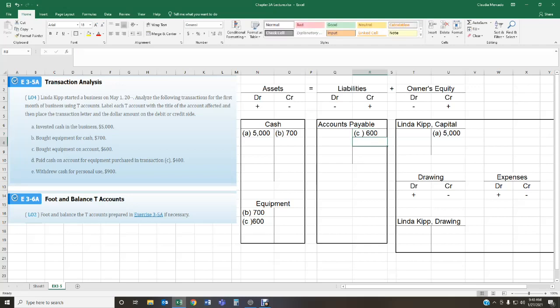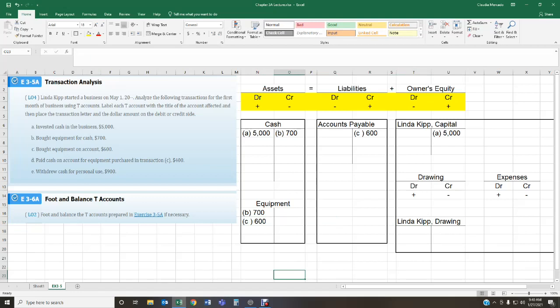So I've got a debit to my equipment, increasing my equipment balance. I've got a credit to my accounts payable, increasing my liability account. Okay, and these are the normal balances of your account. Okay, those are very important that we know. Okay, what causes an asset to increase or to decrease? Okay, it's very important that we know the difference.